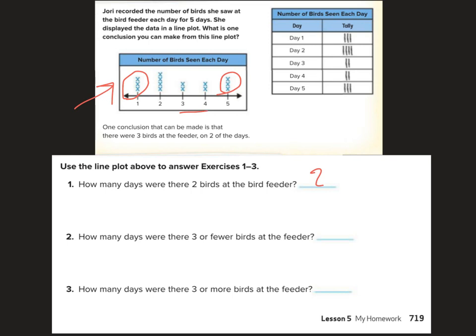How many days were there 3 or fewer birds at the feeder? So 1, 3, 4, and 5. So that would be 4 days. 4 days. How many days were there 3 or more birds at the feeder? So 1, 2, and 5. So there were 3 days where there were 3 or more birds at the feeder.